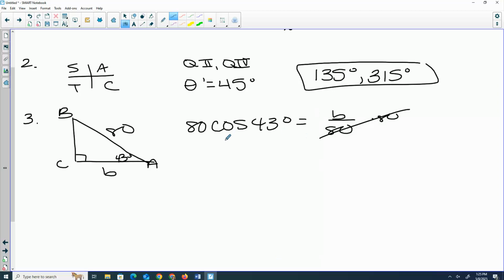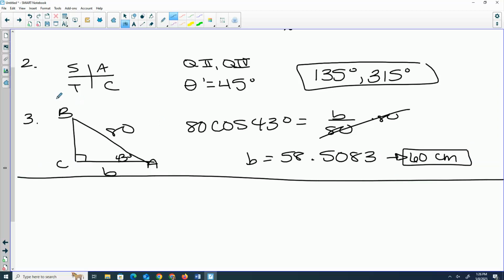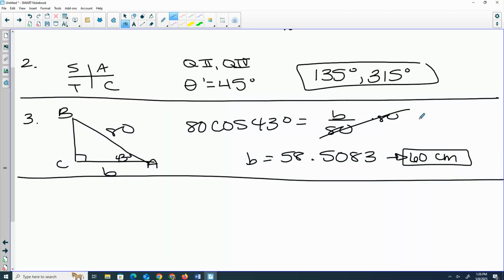Now when you do that, you get 58.5083. The directions said to give significant digits. When you look back in the problem, 43 is 2 significant digits, but 80 is just 1. Because there isn't a decimal, that 0 doesn't count. So if you round this to a single significant digit, that would take it all the way up to 60 centimeters. So if you had 58 or 59, that was just a significant digit difference.